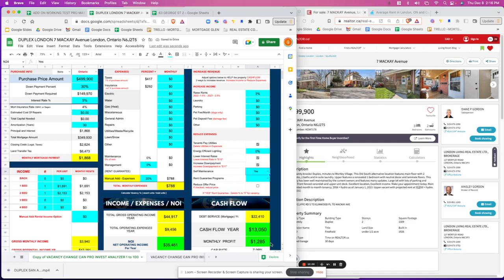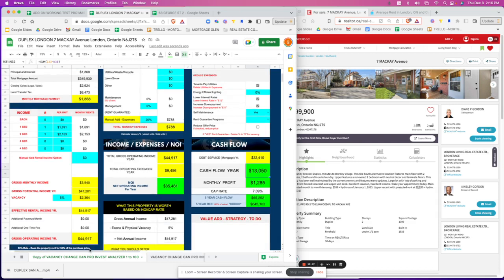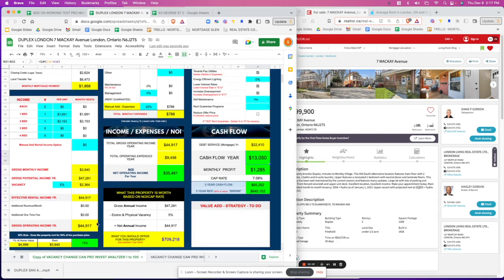We just increased our cash flow to 13,000 a year. All right. How about the rent guarantee program? Absolutely. I recommend this for everybody purchasing a property in Canada. Okay. And let's see here. We're going to put yes. So we're going to hit the drop down, yes. And you're going to look over here. It added the 5.5% to the expenses, and also added the monthly fee.